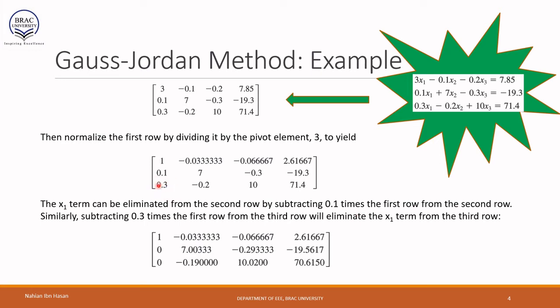In a similar way, we can eliminate the 0.3 term. How do we do that? We multiply the first row by 0.3, and then we subtract the result from the third equation, and we will get this equation. So let's see what we have got so far.